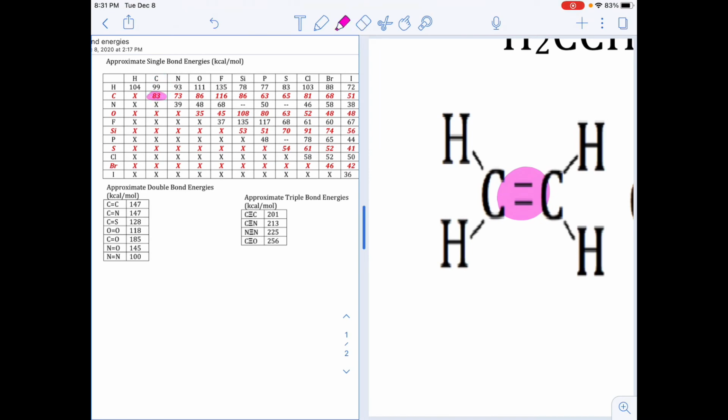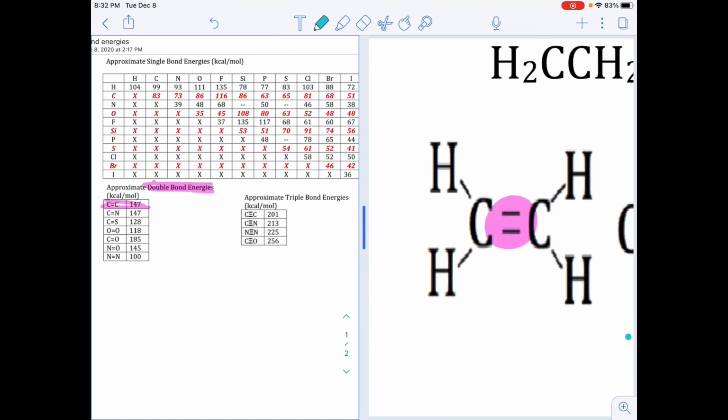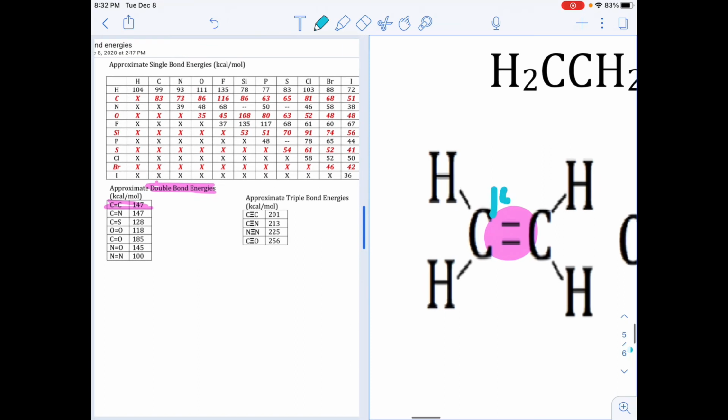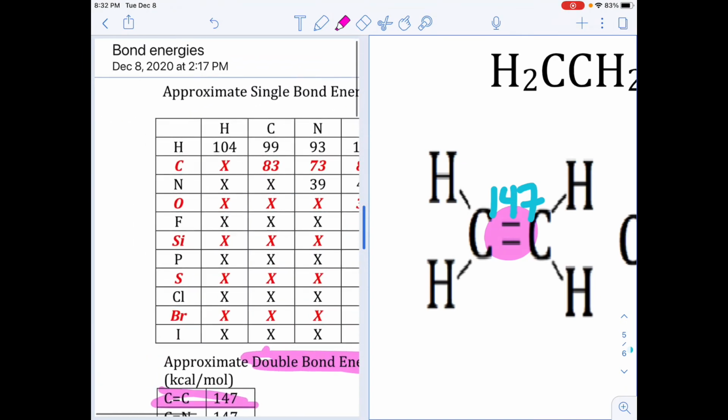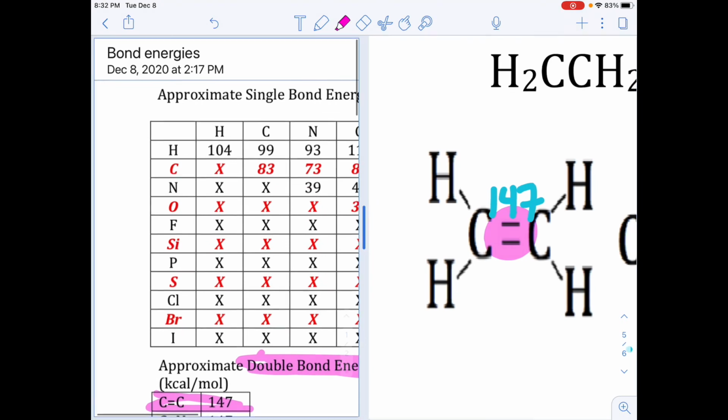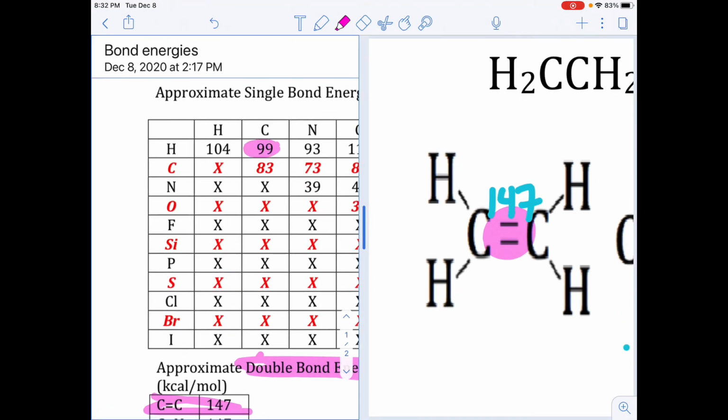So the only trick here, this bond in the center, a lot of people will use this incorrectly. We'll use 83 twice. That's not correct. It is a double bond, so you need to use the double bond energy chart. So it's 147. So this bond here is 147. And then all the others are hydrogens to carbons. So all those are going to be 99.